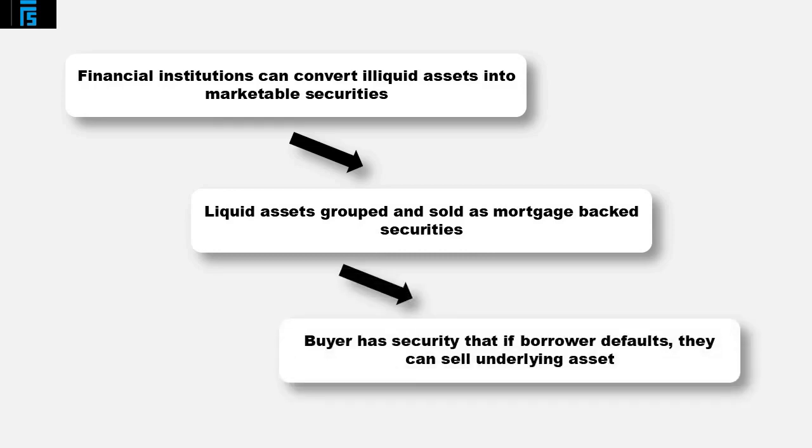The investor who buys this security from a financial institution has the security that if the borrower defaults on their loan repayments, they can sell the underlying asset, i.e. an individual's home. These securities were traded internationally and caused political tensions when homeowners realised that their debt was sold onto an international institutional investor without their knowledge. This conversion of illiquid assets like long-term debt to a marketable security is called securitization.